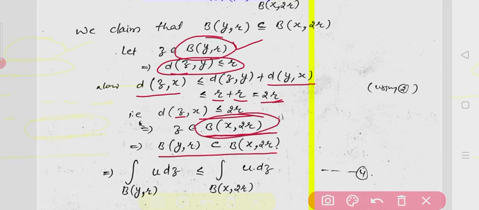So that will be contained in this one. If this is contained in this one, then you will say that the integral of u over the ball B(y, r) will be less than or equal to the integral of u over B(x, 2r), because you know that the integral is nothing but the summation of u over the whole ball B(y, r). And this is the summation of u(z) for all z belonging to B(x, 2r), right? So this will be less than or equal to this one.